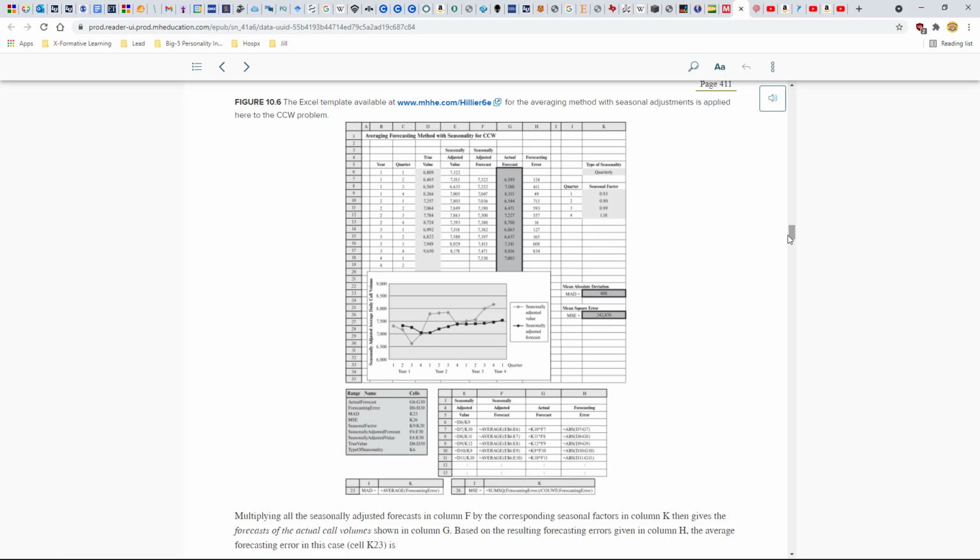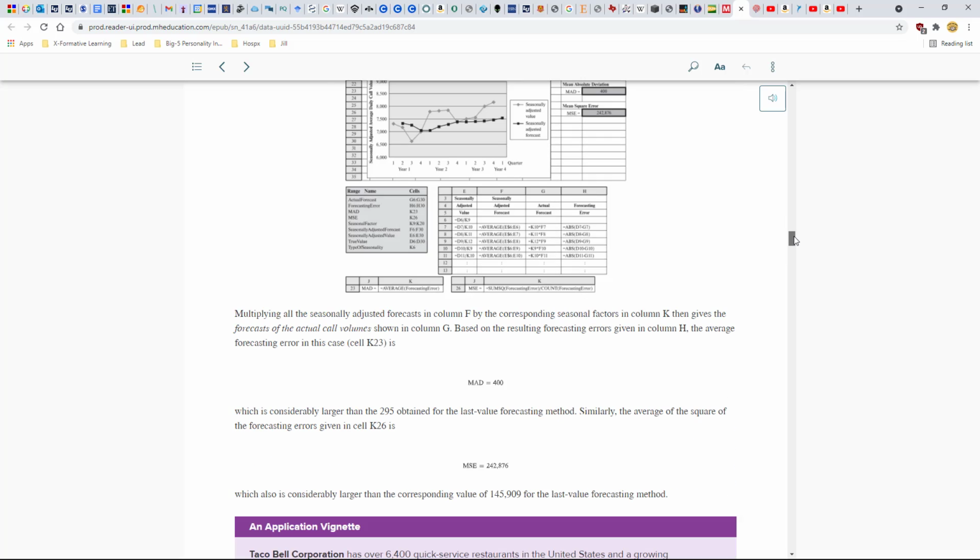Okay, so let's take a look. And now the discussion is, how did we do with the MAD? Multiplying all the seasonality adjusted forecasts in column F, we come through here. All right, so we came up with a MAD of 400, considerably larger than 295.